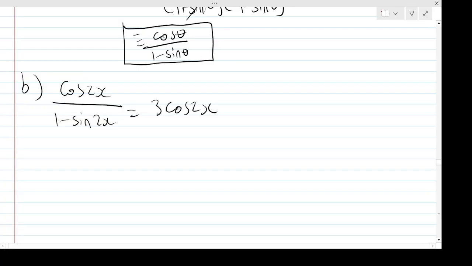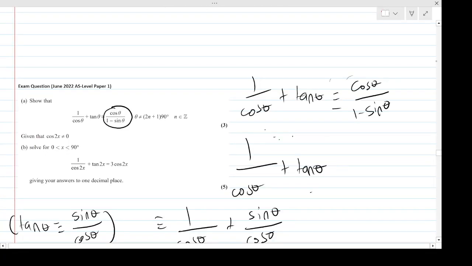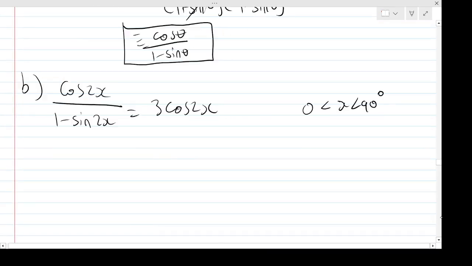Okay, cool. So I need to solve it between 0 and 90. That's what they told me. Hopefully you are comfortable with what I just did, and with why I replaced 1 over cos 2x plus tan 2x with cos 2x over 1 minus sine 2x. I just put theta for 2x. I basically interchanged it because it's the same, and that's what we proved in part A. So between 0 and 90, I need to solve that equation.